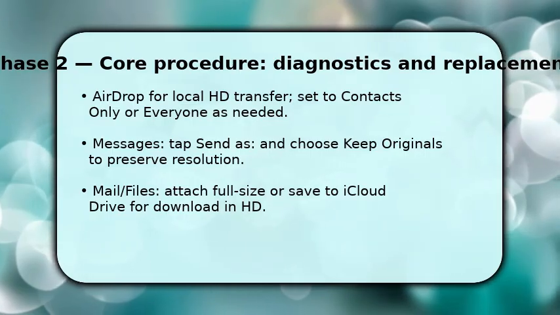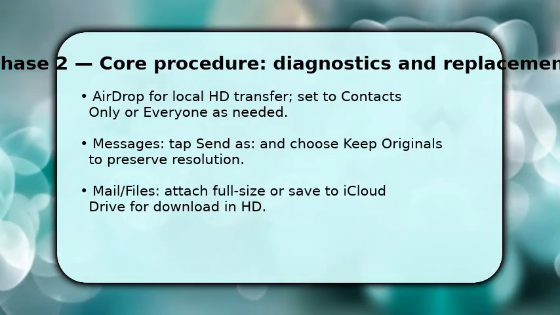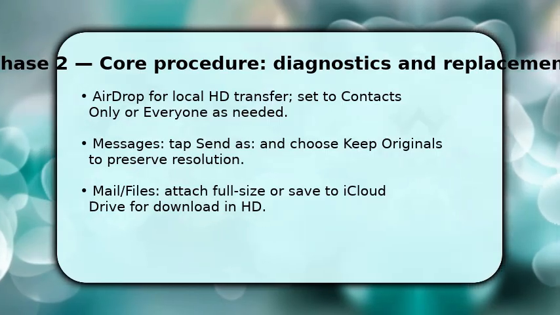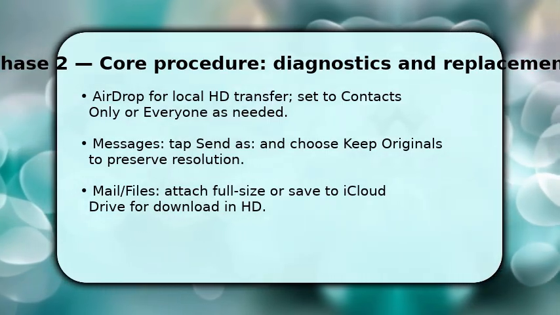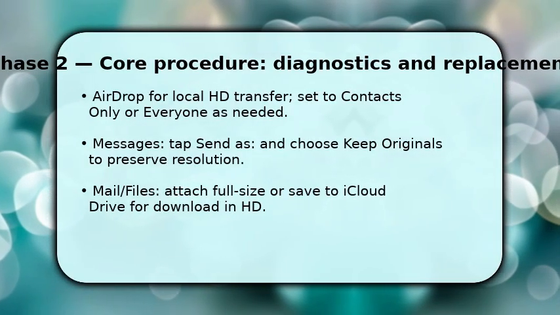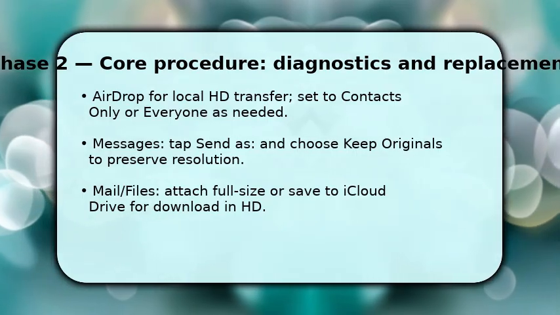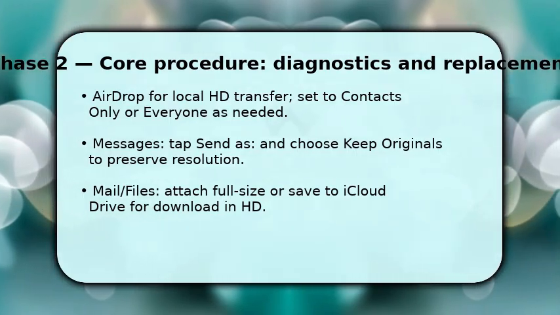If using Messages, tap the image preview, choose Options, then select Keep Originals to avoid iPhone downscaling. For Mail or Cloud links, attach the full-size file or upload to iCloud Drive and share the download link. That way, the recipient can download the HD originals rather than a compressed preview.